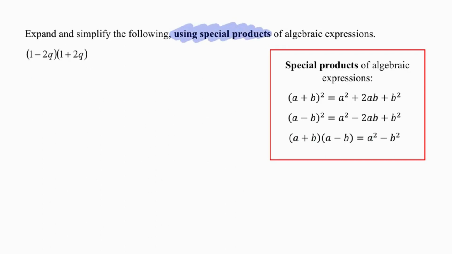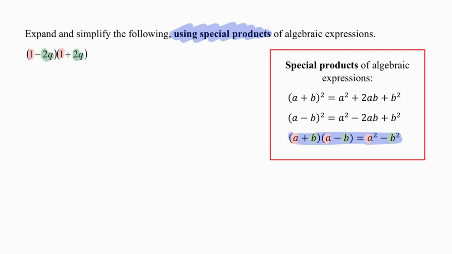We actually have to choose the correct special product. I see it, (1 minus 2q) times (1 plus 2q). I'm going to apply this special product, and later on you will then see me substituting my a as 1 and my b as 2q into the formula, where this will become a squared minus b squared.